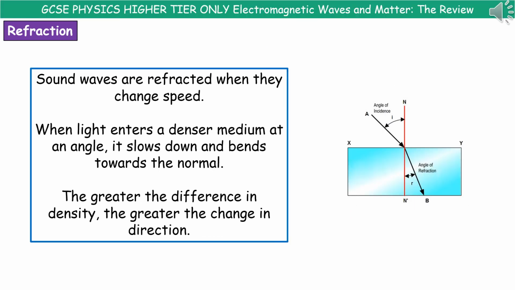For those of you doing the higher tier physics, you need to know what happens with refraction. So we know waves are refracted when they change speed. And what we actually see happening here is that when light enters a denser medium at an angle, it's going to slow down and bend towards the normal. So we're still seeing that refraction, that slowing down and the change in the velocity there. The greater the difference in density, then the greater the change in the direction of the ray will be.